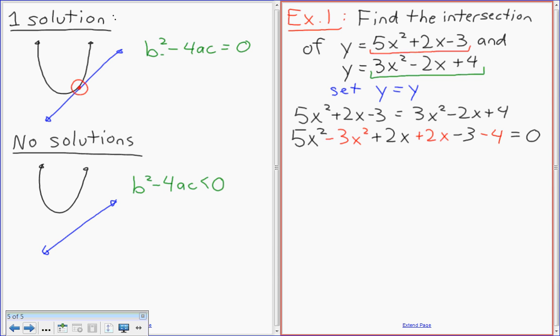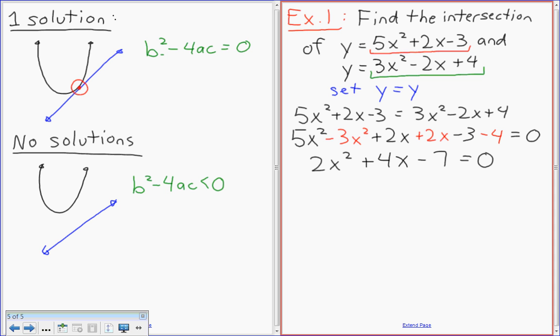All right, Matt, can you neaten this up for me, please? What's 5x squared minus 3x squared? That's 2x squared. Thank you, Mr. Sadler. Matt, what is 2x plus 2x? Good, 4x. And finally, negative 3 minus 4 is negative 7. All right, so we can't proceed much farther with this. Okay, let's try and factor first of all.